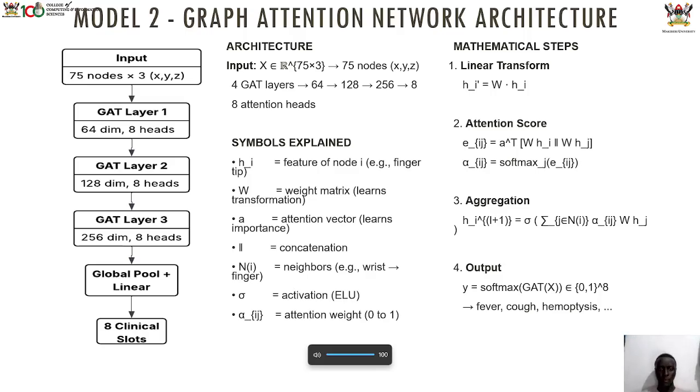So here, H_i is the feature of the node, W stands for the weight matrix, and A is the attention, as it is very clear here.